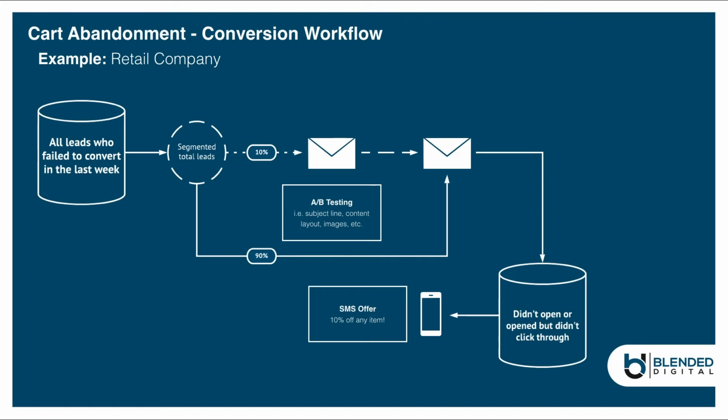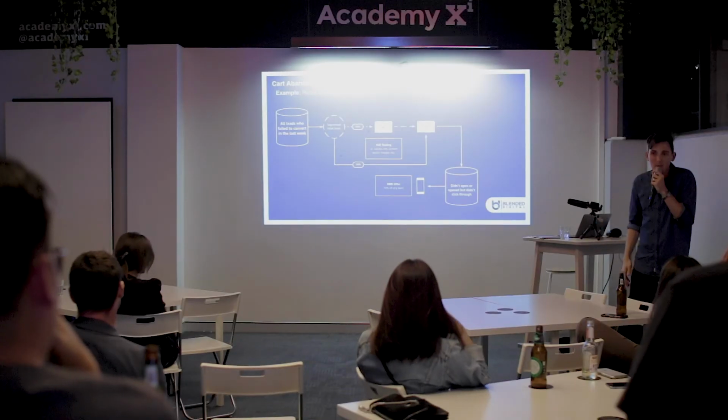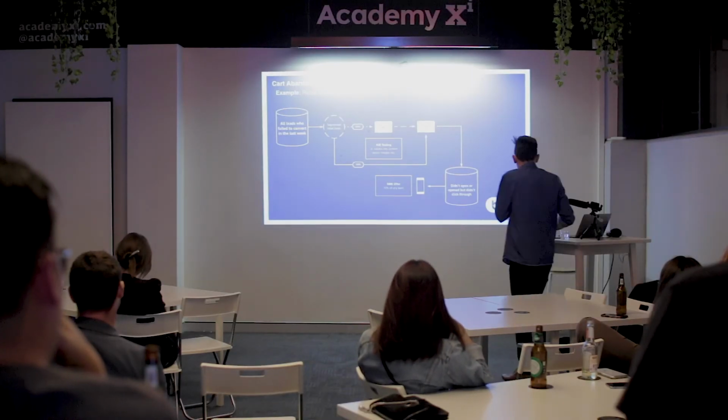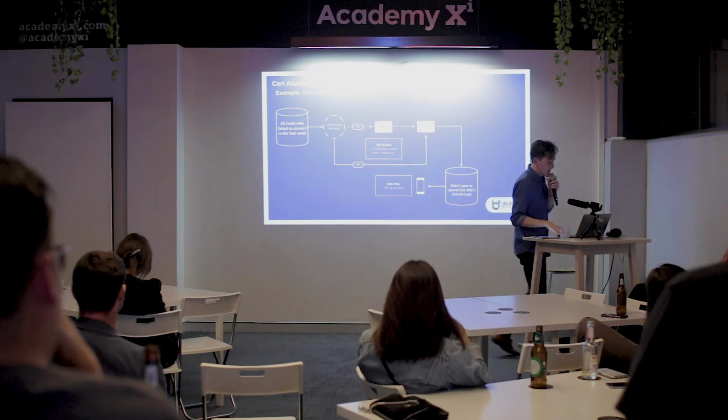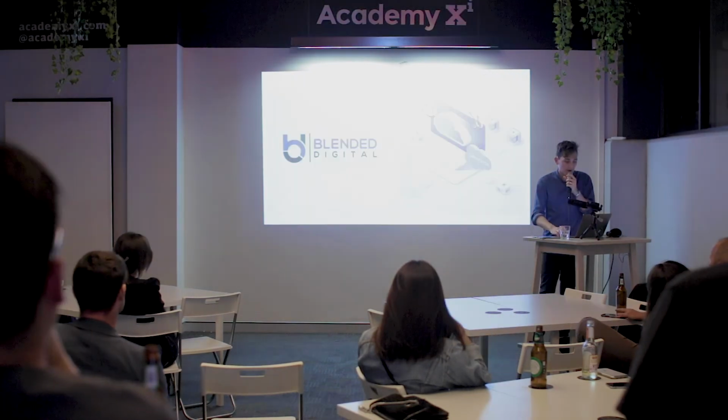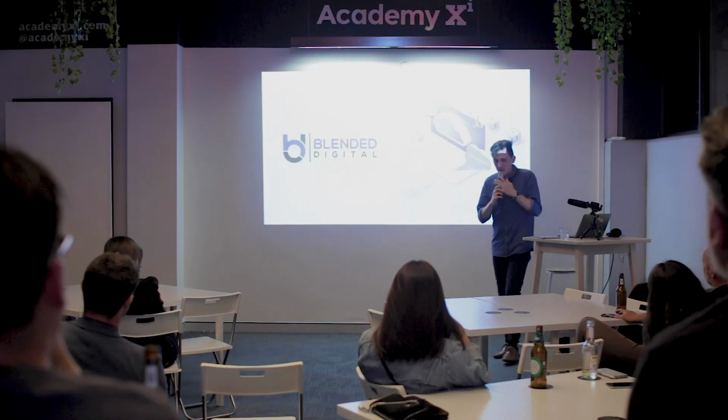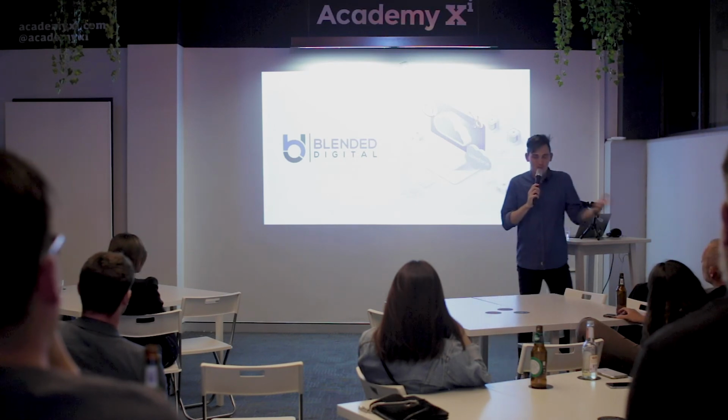And so those emails reach 90% of the rest of the people, and if, again, those emails aren't opened and didn't click through anything at all, and you have their mobile number at your disposal, you can actually send them via automation later on an SMS saying the same offer and saying, hey, 10% off any item, or whatever it might be. So yeah, that's just a really simple but powerful example of a workflow that you can have as a retail company.